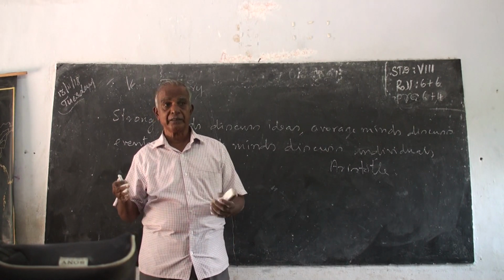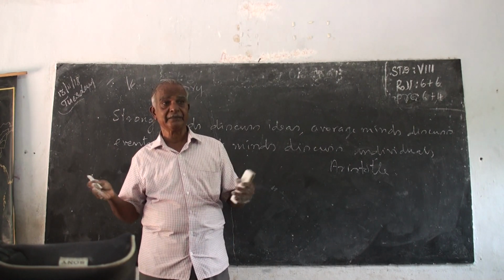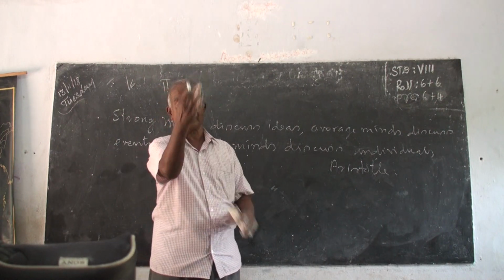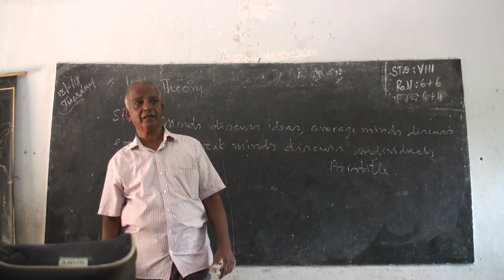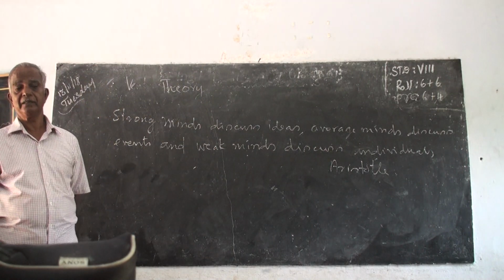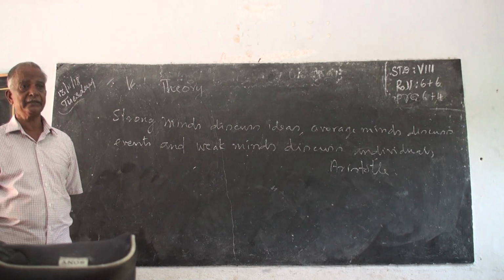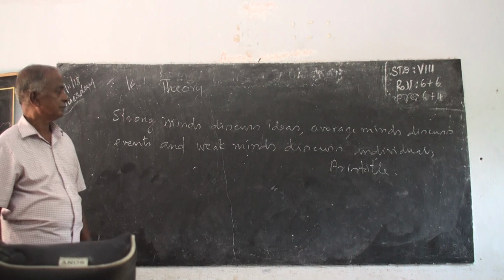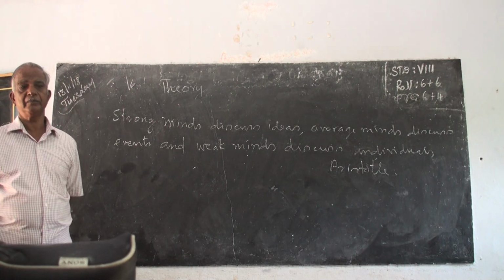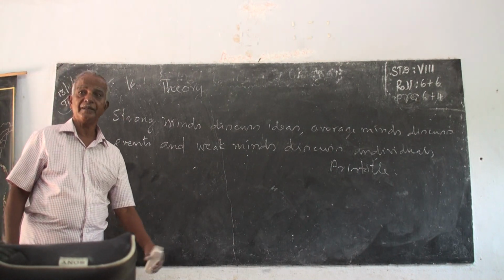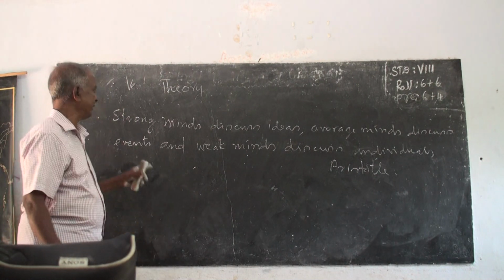See, one of the important uses of the English language is this. The English language opened the eyes of Indians to the Western knowledge. How many subjects are there in this sentence? How many? Three. Okay, three.